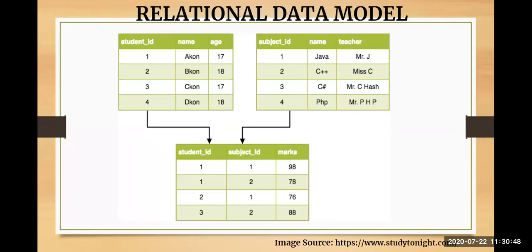So in this example, we have two tables, that is the student table and the subject table. The student table has data like student ID, student name and student age, whereas your subject table has subject ID, subject name and teacher name. So when you combine the student ID of the student table and the subject ID of the subject table, you come up with a third table, your marks table, which will have both the IDs along with the marks scored by each of the students. So that is your relational data model, where relations are made from two or more tables, and that helps you to get the data from the tables.